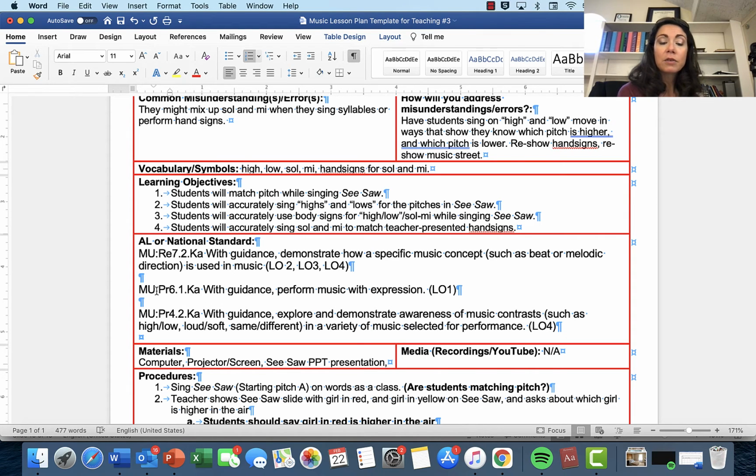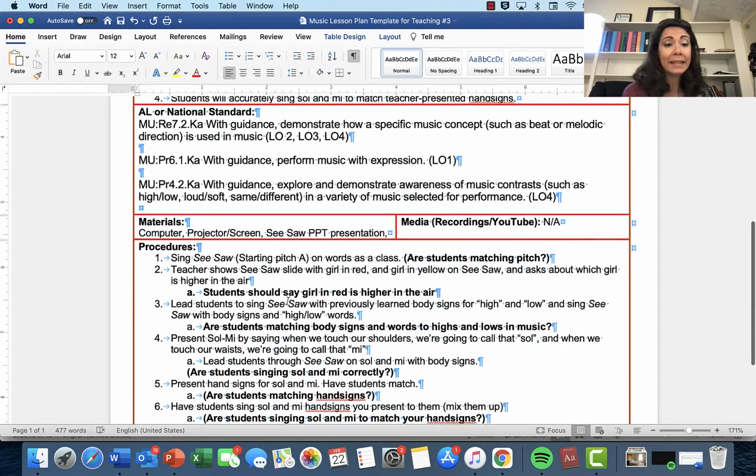But then I've also got perform, right? They're not really performing with expression, but they're performing music. It's the only option in kindergarten. This is the perform standard. There are other performance standards, but this is one where they're doing the thing. So that's the one I picked because it's the closest fit. And that's what I want them to do while singing Seesaw.